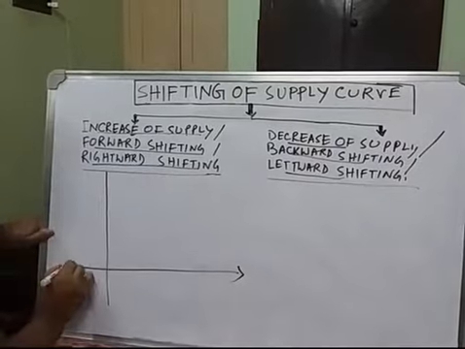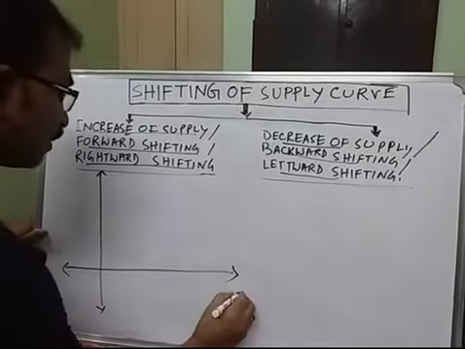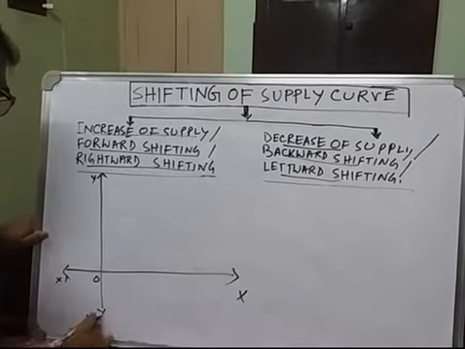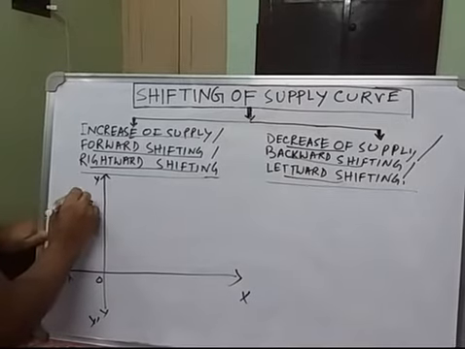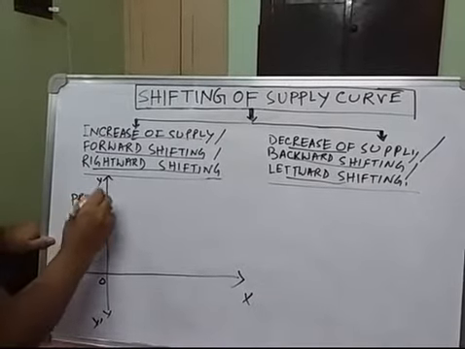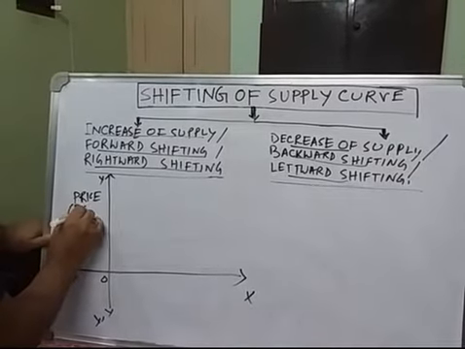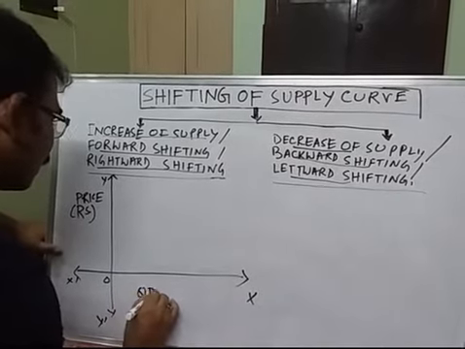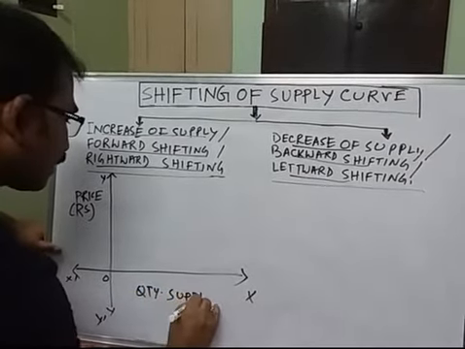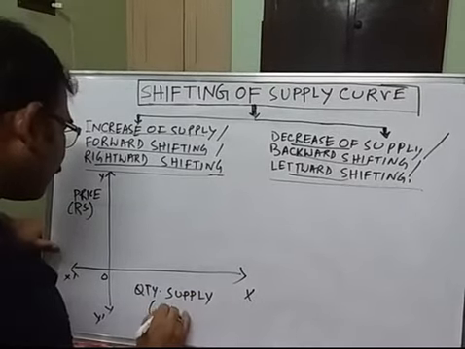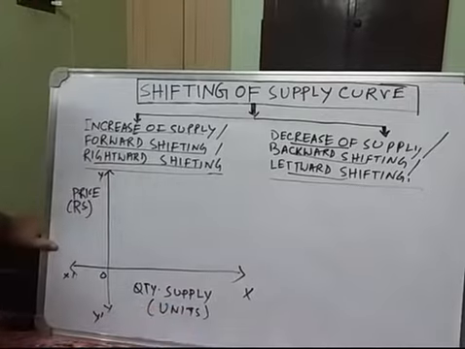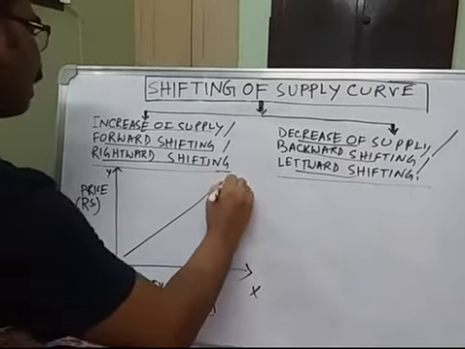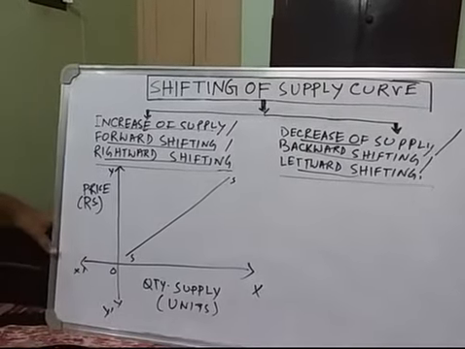At first you draw a two-dimension curve, x o x dash x axis and y o y dash y axis. Y o y dash denotes the price in rupees, and x o x dash denotes quantity supply in units. Clear? Now draw the supply curve, and we know that the supply curve is upward moving.